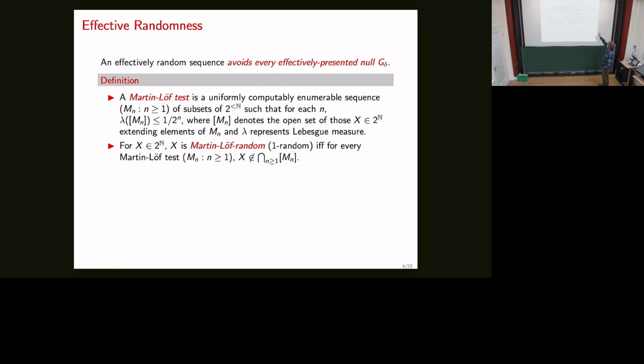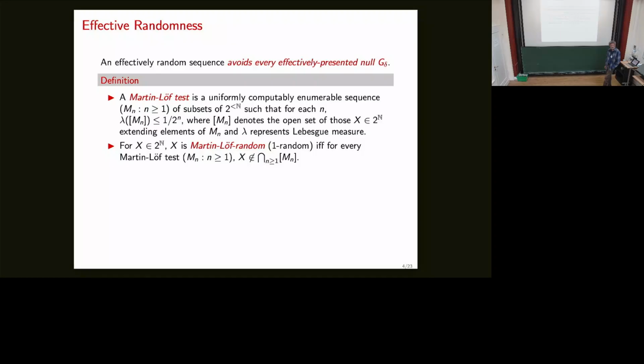So we have computably enumerable specifications of open sets such that the measures of the open sets specified go uniformly to 0. So you have an open set whose measure is half, then an open set whose measure is a fourth, and so forth. Those open sets are specified algorithmically. Then a set is Martin-Löf random if for every such Martin-Löf test, X is not in the intersection. So you have an effectively presented intersection of open sets with shrinking measures, an effectively presented G delta of measure 0, and X looks random if it's not an element of that G delta set.